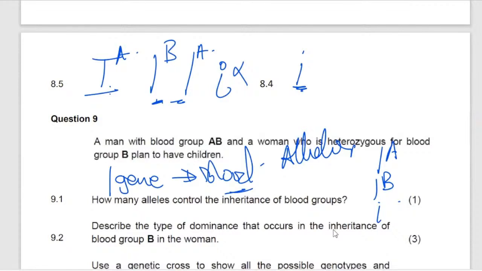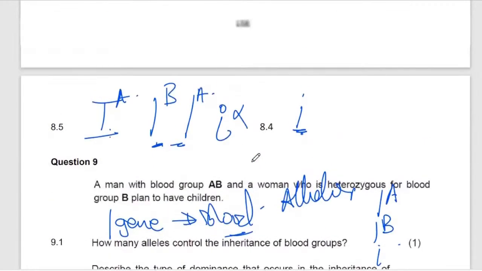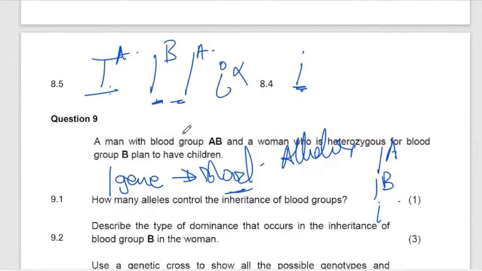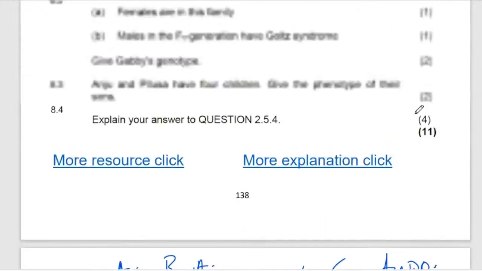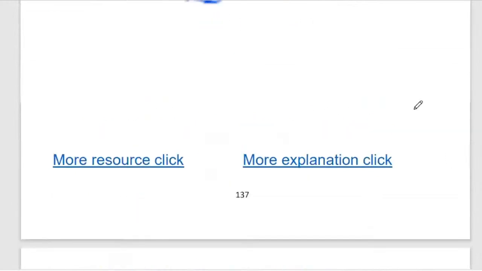I don't want to go into the detailed material to show everything. We go to the next part, where they're asking you how many genotypes. Oh, before I go on, guys, there's something I forgot.